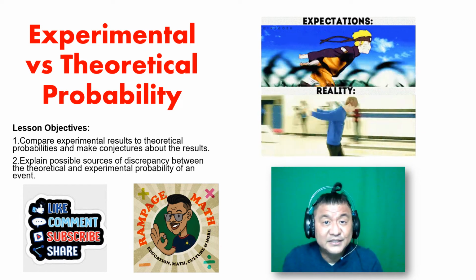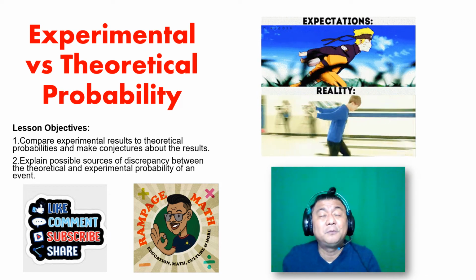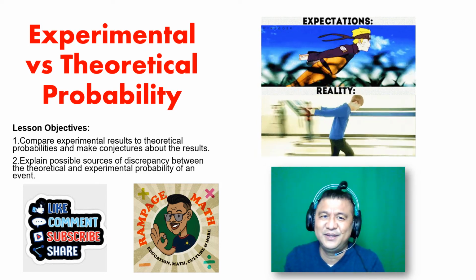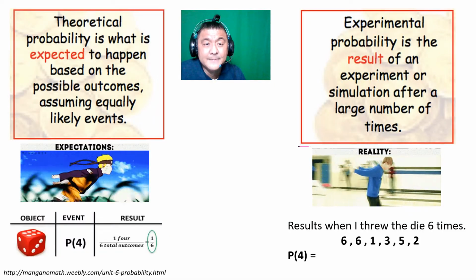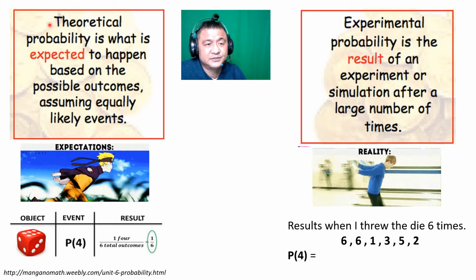Just like probability, guys. There's a theoretical probability, but sometimes it's different from the experimental probability. And that's the lesson for today. Are you ready? Here we go. All right, so first let's define and see the difference.